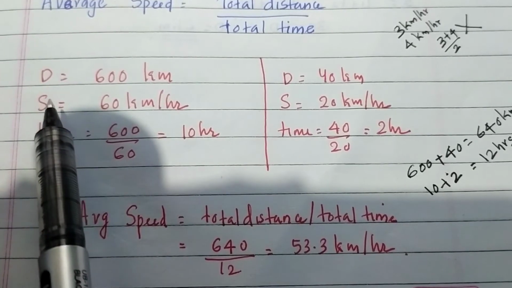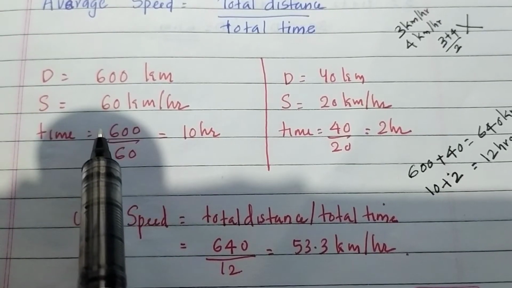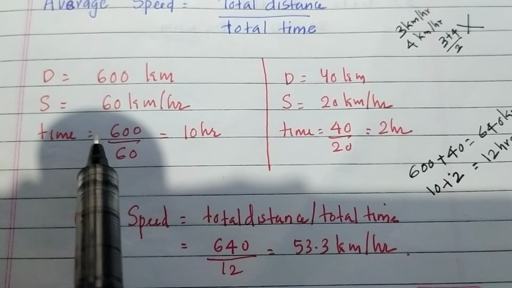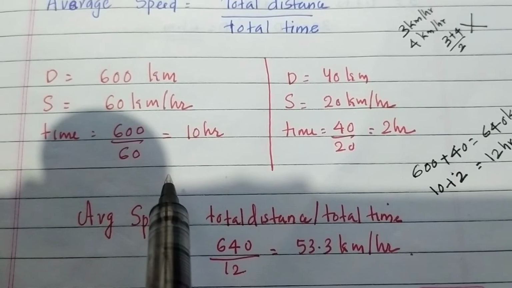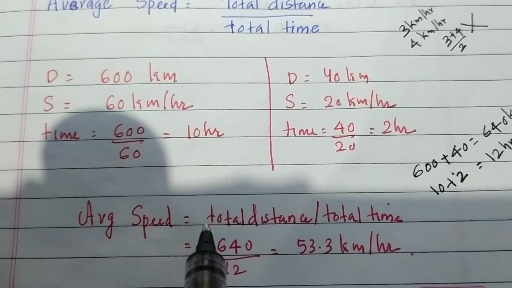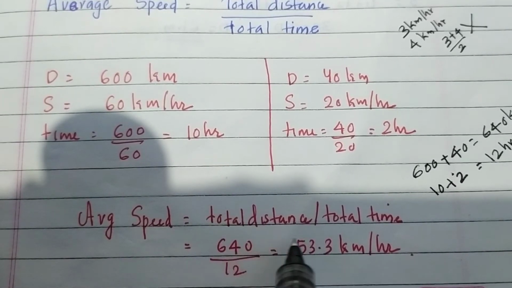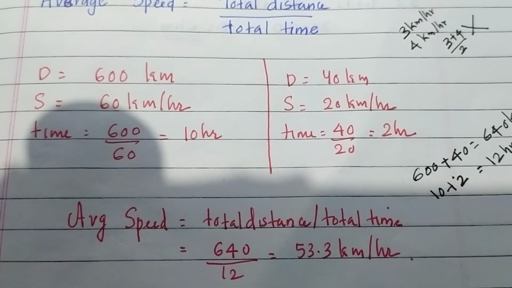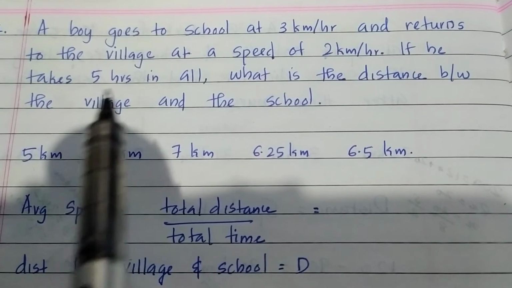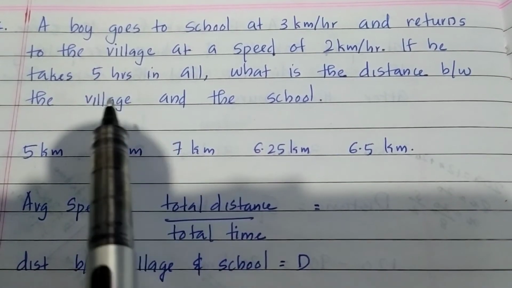If we are given 2 distances and 2 speeds and then we are told to find the average speed, what do we have to do first? We have to calculate the total time taken first, then divide the total distance by total time, then we will get the average speed. Consider another question related to average speed.